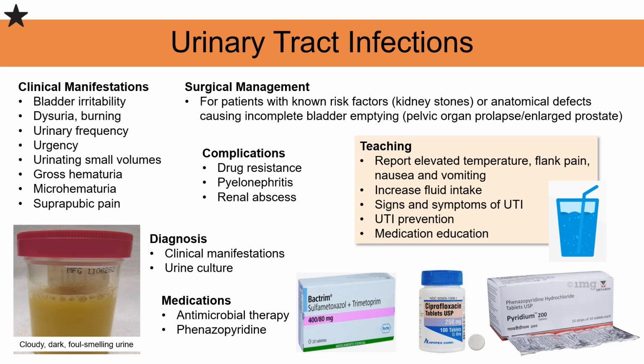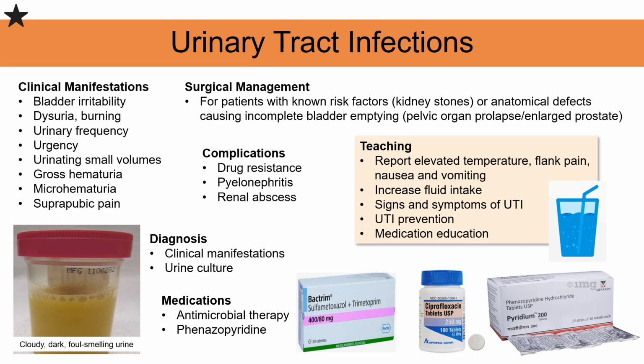Gross hematuria, that's when you can actually see blood in the urine. Microhematuria is when you can't see blood in the urine with your eyes, but when put under the microscope, there is evidence of red blood cells there. And then suprapubic pain is another clinical manifestation of a UTI.